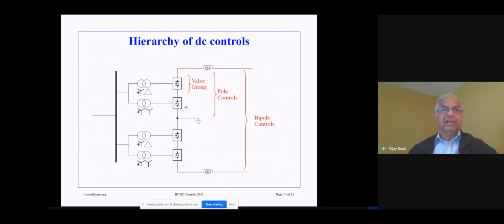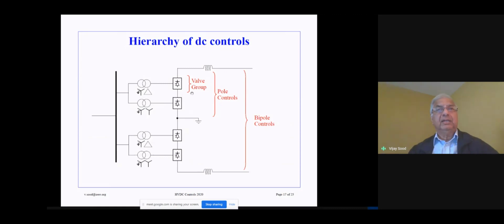Over here you can see the two valve groups. So the controls which are tied with this valve group, these are the valve group controls. These controls which operate on both the valve groups are indicated as pole controls. And then finally we have the bipole control. So this is a bipole, so the positive pole and the negative pole, the neutral connection. This is the positive pole, negative pole, and this operation which takes place over the whole bipole. These are the bipole controllers.